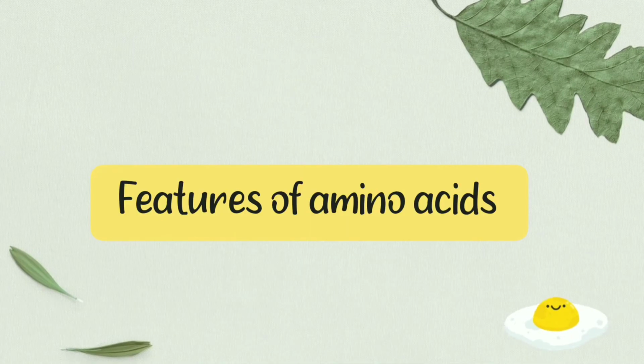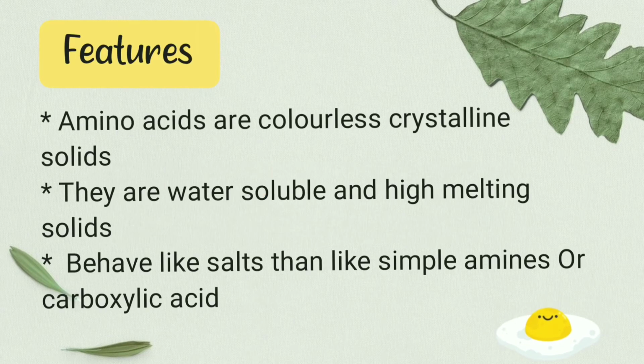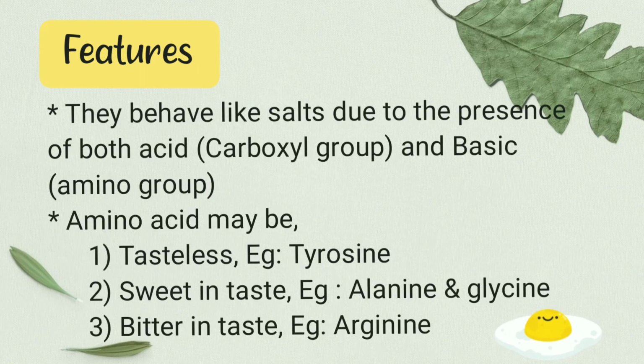Now, let us discuss the important features of amino acids. Amino acids are colorless crystalline solids which are water soluble and highly melting. They behave as salt besides being simple amines or carboxylic acids. Amino acids behave like salt due to the presence of the amino group and carboxyl group.